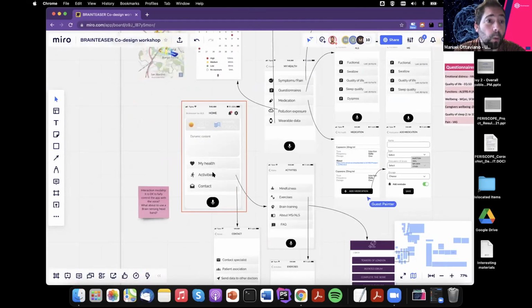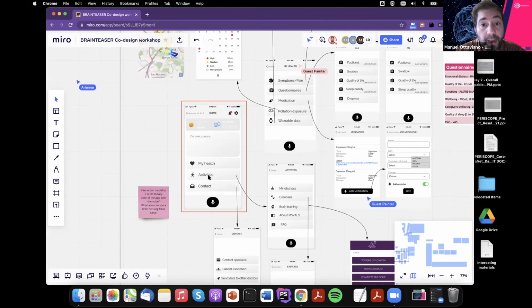So for the app, I showed you before the main functionalities. We have these 3 ones because we want to keep the menu very, very easy. In the My Health area, there is all the information related to the user, to the health condition that can be gathered at home. Activities are a list of suggested activities for the patient. Those are personalized. Contact has the functionality related to communication with stakeholders.